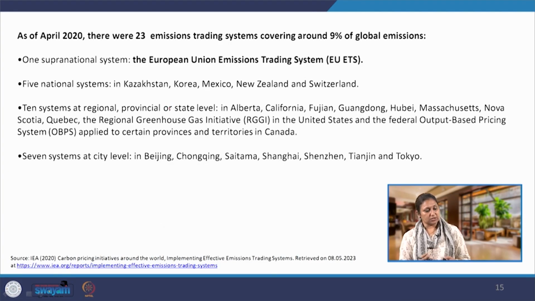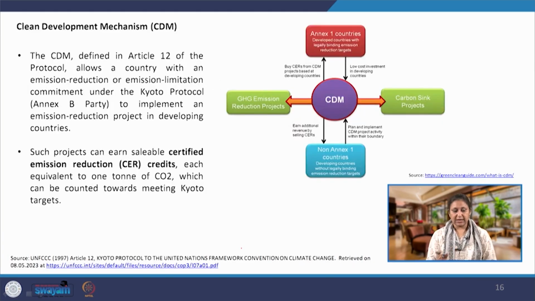So, this is what international emissions trading does, and by April 2020 there were 23 emissions trading systems. There are a lot of emissions trading systems working across the globe. There are several international systems, national systems, some at regional, provincial or state levels, and some at the city level also. Within a city, carbon trading could be happening, and cities are being maintained as neutral emitters. This has been a successful mechanism, and it is only growing.